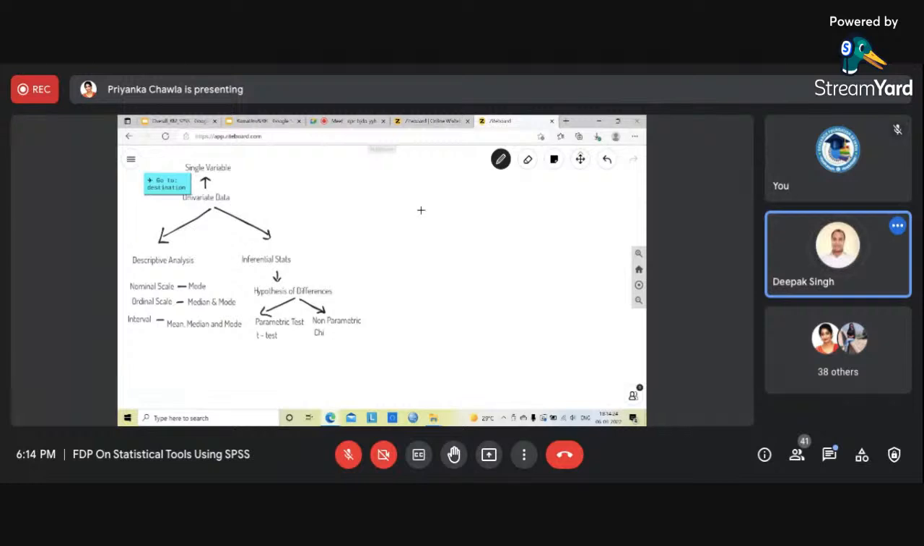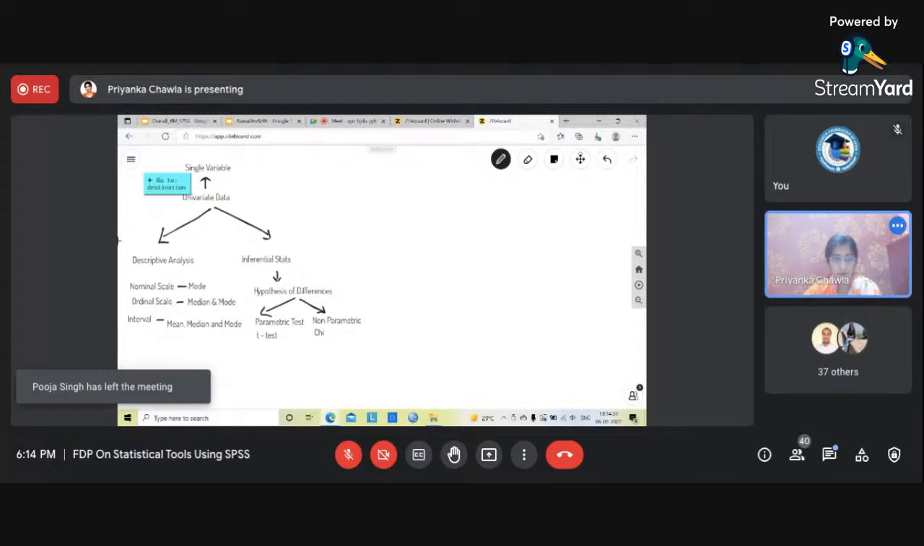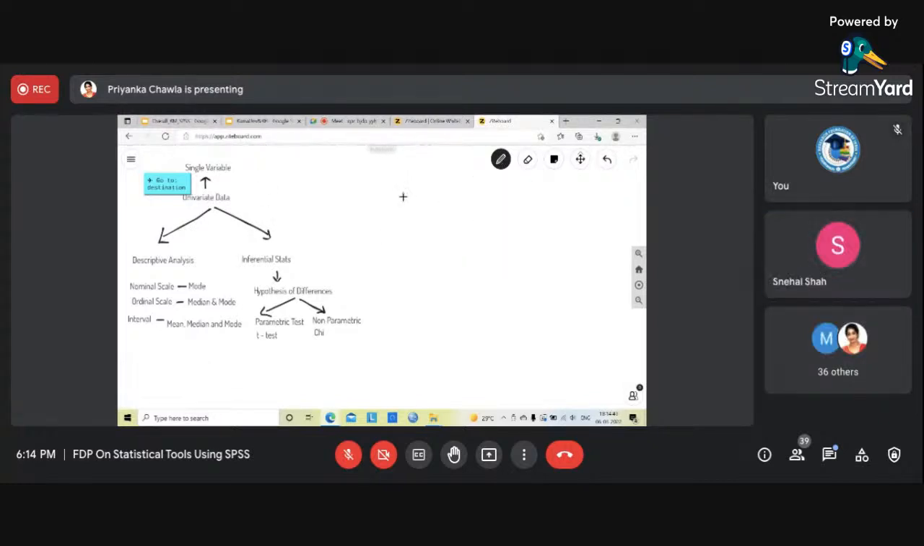ANOVA. No, just a minute. Can I clear this? If you allow me. Can we also deal with some examples? Yes. Can we go after this, with some examples? After this, yeah. I'll show you demo. Okay.